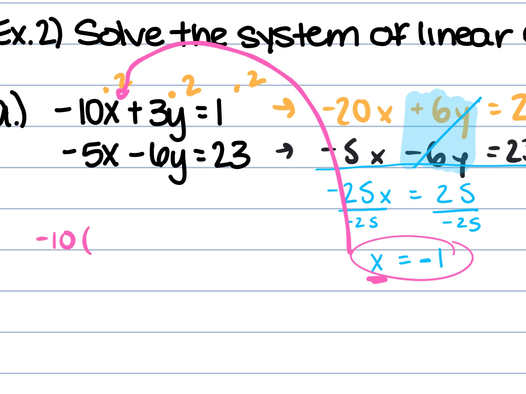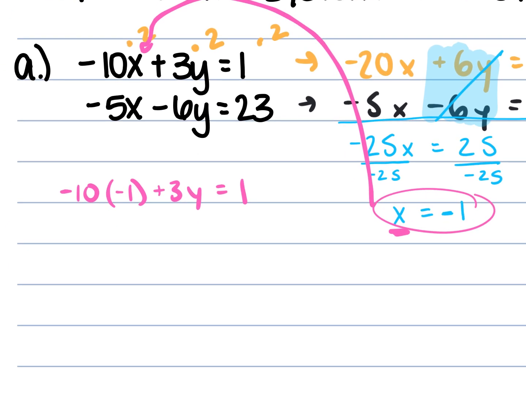It doesn't matter which equation, just make sure you're plugging it into the correct variable. So I have negative 10 times negative 1 plus 3y is equal to 1. What should I do next to solve for y? Subtract 10 on both sides. Before I do that, oh, multiply negative 10 by negative 1. Perfect. Negative 10 times negative 1 would be positive 10. Then what do I do? Subtract 10. Then we subtract 10 on both sides.